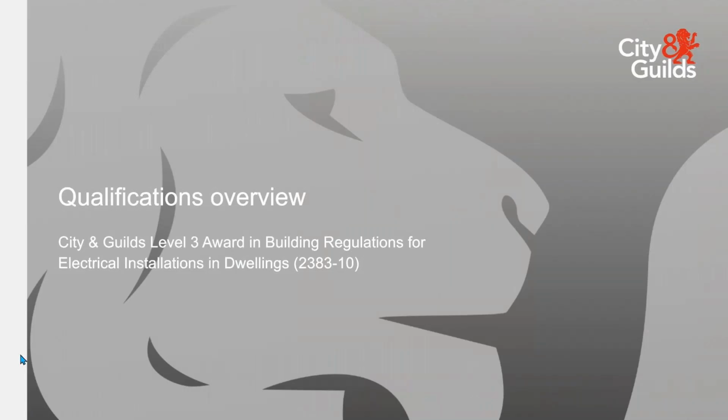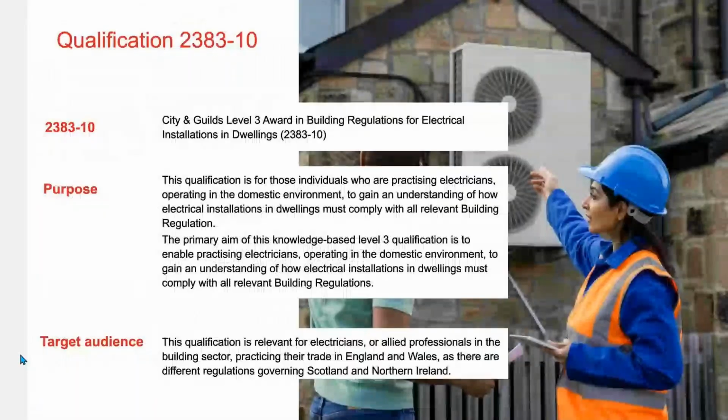So a quick look at the qualification overview. Again, City and Guilds Level 3 in Building Regulations for Electrical Installations in Dwellings. So this is now the 2383-10. So 238310, building regulations. The purpose of the qualification is for those individuals who are practicing electricians operating in domestic environments to gain an understanding of the electrical installations in dwellings, what must comply with all relevant building regulations.